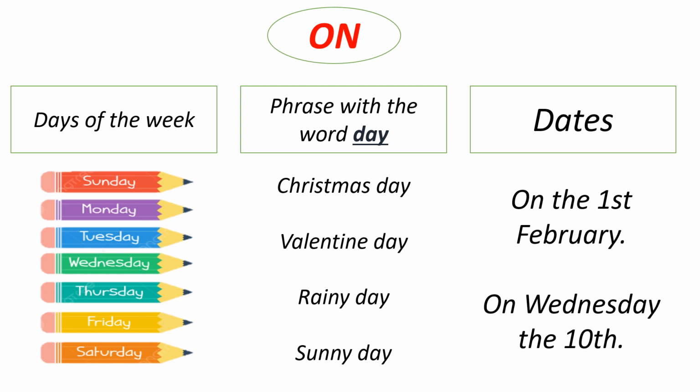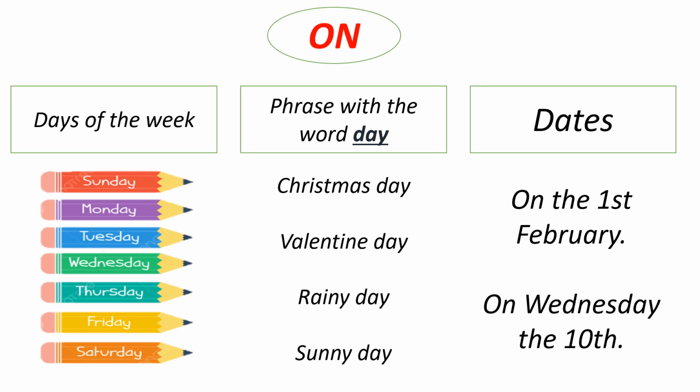We use on to talk about days of the week. So we say on Sunday, on Monday, on Tuesday, on Wednesday, on Thursday, on Friday, on Saturday, and on Sunday. Then we repeat the same thing again and again.